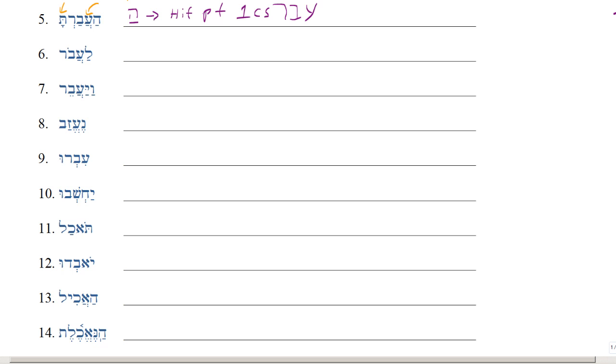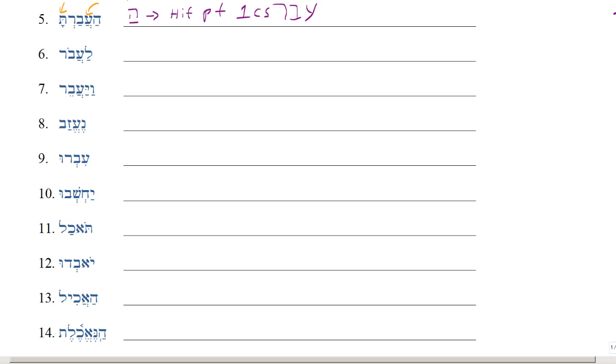We're going to continue looking at some one-gutturals. So 1 through 5 in these exercises were one-gutturals, and 6 through 10 are also one-gutturals. We'll be able to go a little more quickly because we've covered some basics in the first 5. So number 6 here, we have la'avor.